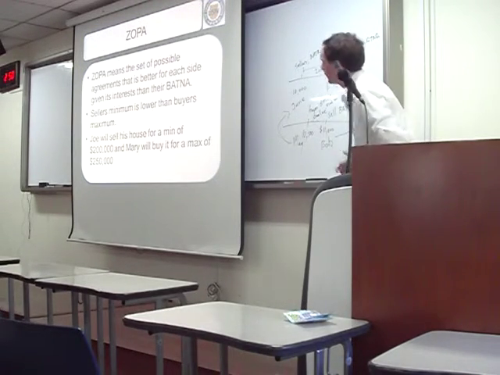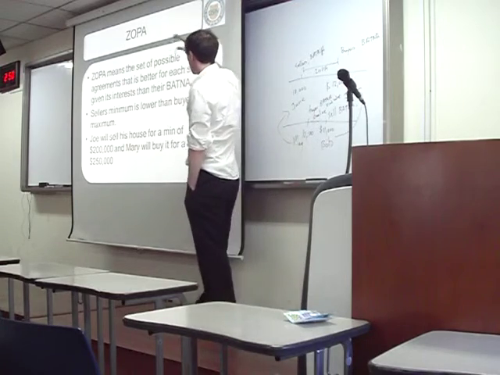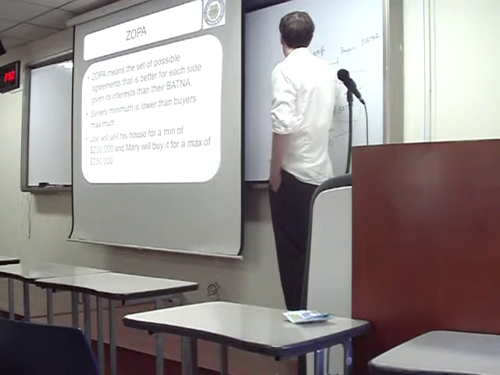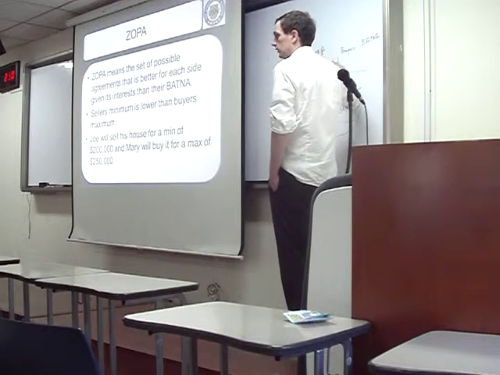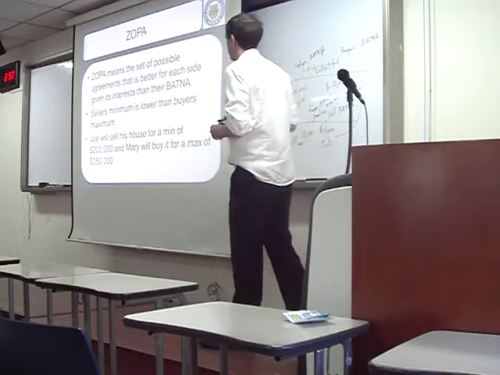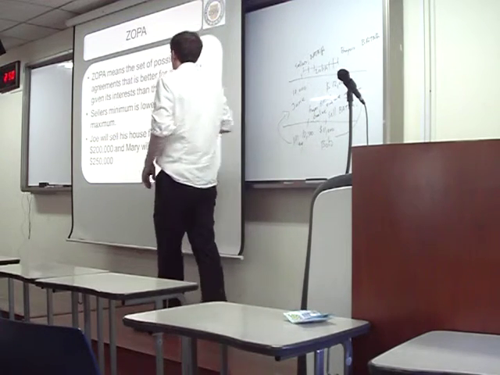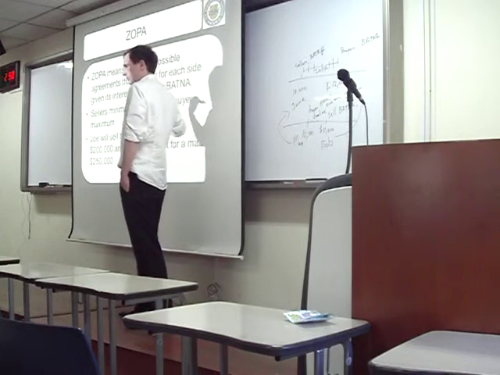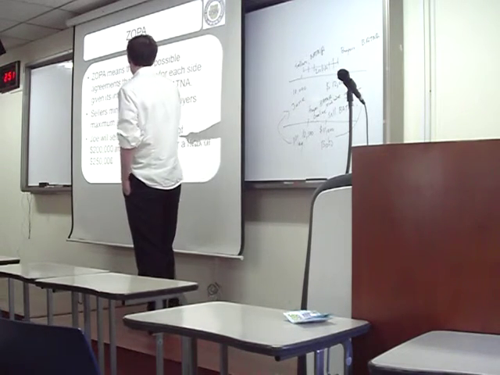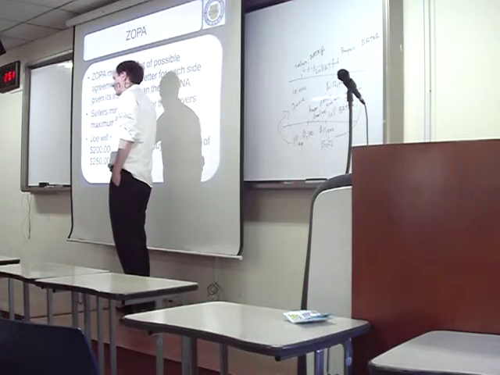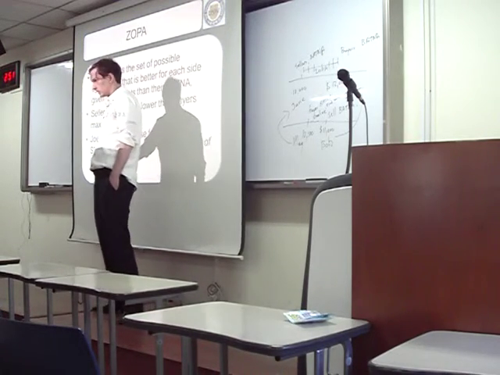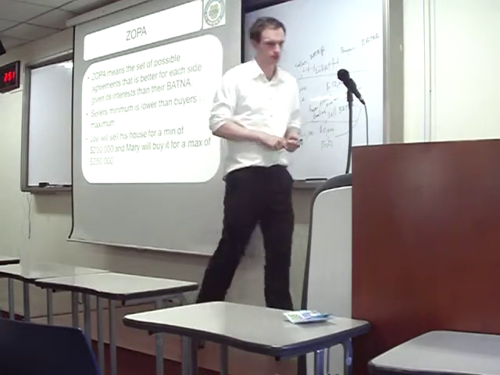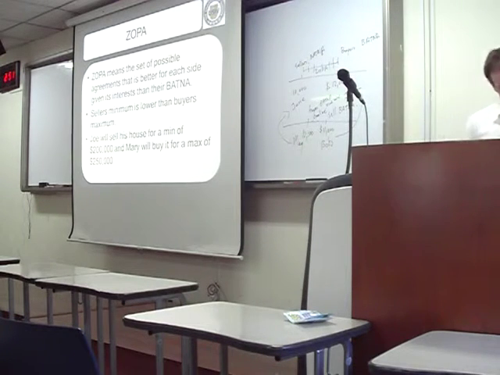See that ZOPA means the set of possible agreements that is better for each side. So here we can agree here, we can agree here, we can agree here. There are a lot of possible agreements, right? Seller, if we're talking about price, seller's minimum is lower than buyer's maximum. So for example, Joe will sell his house for 200,000 and Mary will buy the house for 250,000. So we can make an agreement between 200 and 250,000, right?